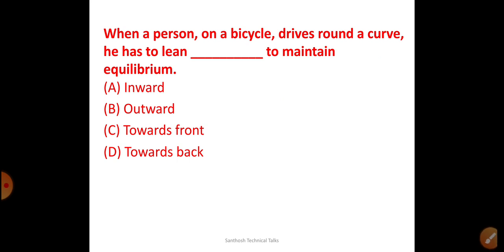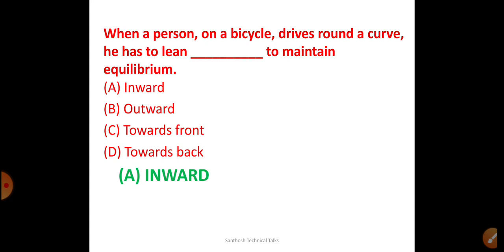And next, a super question: when a person on a bicycle drives around a circle or curve, he has to lean dash to maintain the equilibrium position. When it is a bicycle, he has to maintain an inward equilibrium. Then only they have to lean inward. Then only the bicycle will maintain an equilibrium condition.